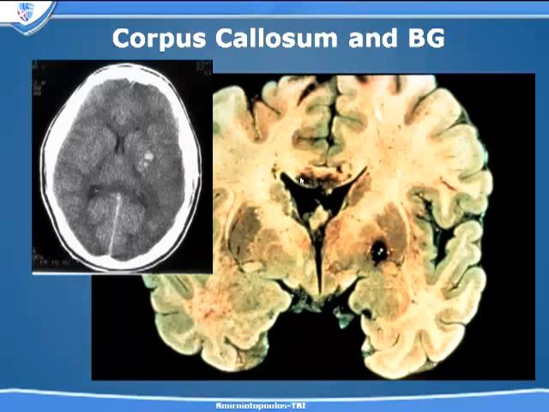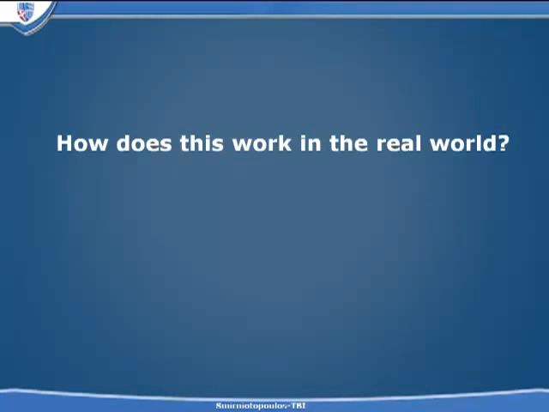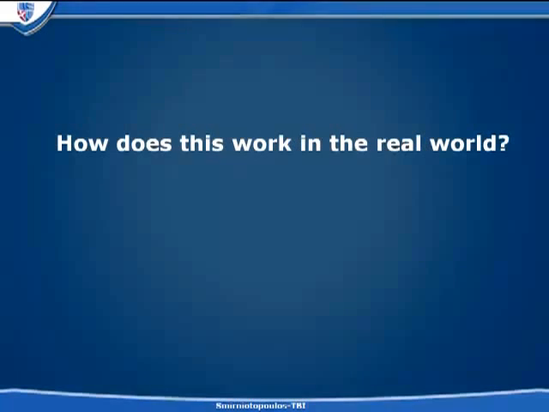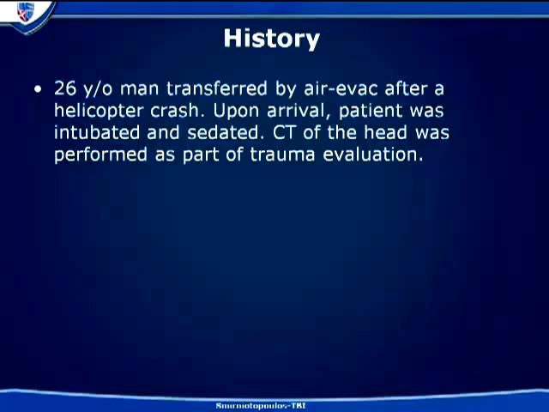But in the same patient, we can also see the classic hemorrhage involving the mid and inferior portion of the body of the corpus callosum, suggesting that these lesions are both the result of the same cause, a traumatic brain injury. So let's conclude by seeing how this works in the real world.